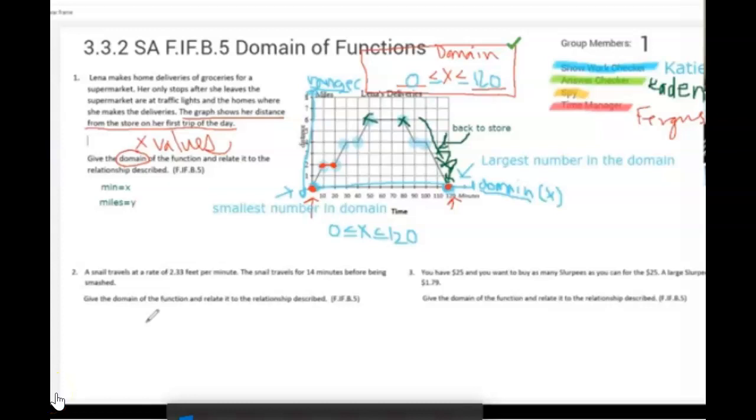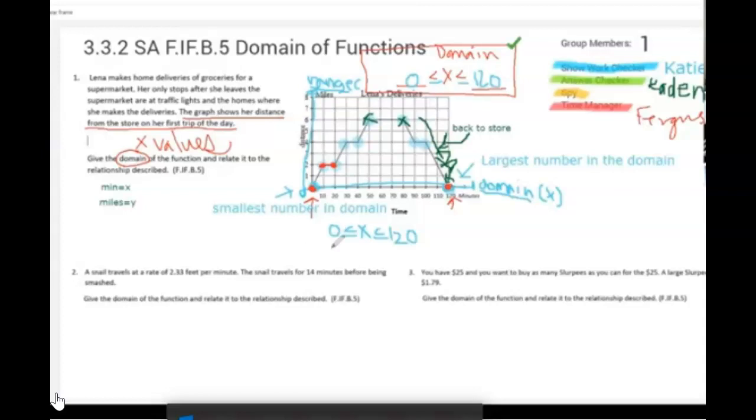Snail travels at a rate of 2.33 feet per minute. The snail travels for 14 minutes before being smashed. Well, that sounds like, if that's how fast a snail travels, that's a fast snail.